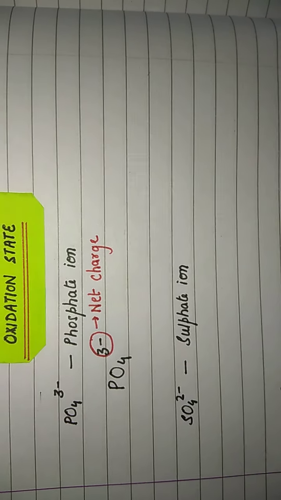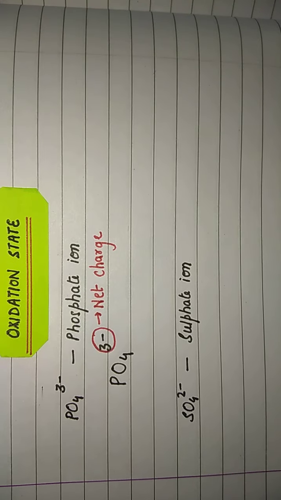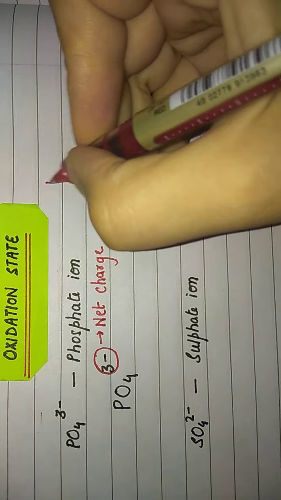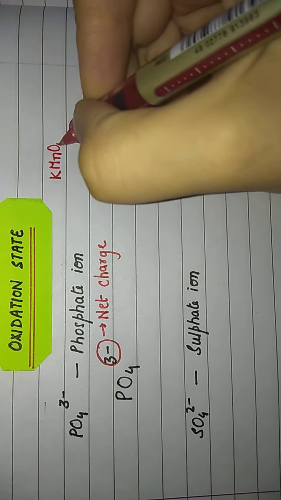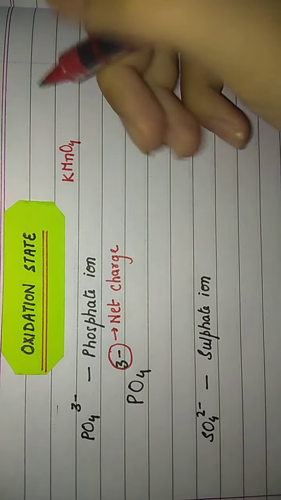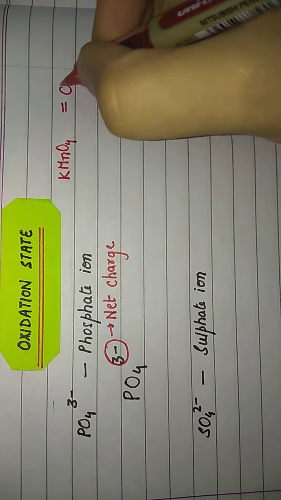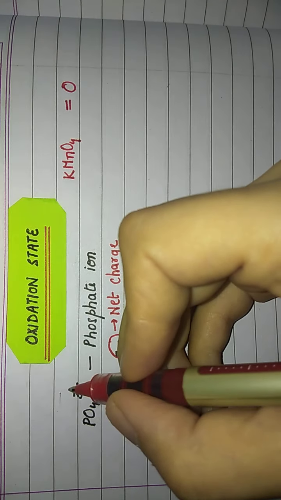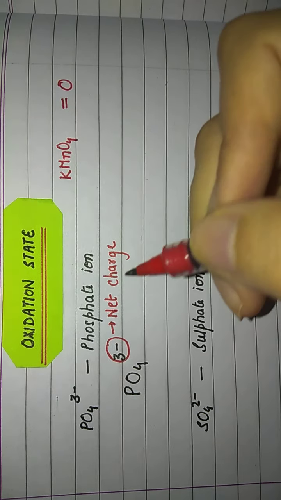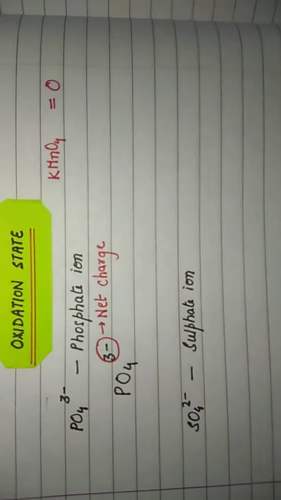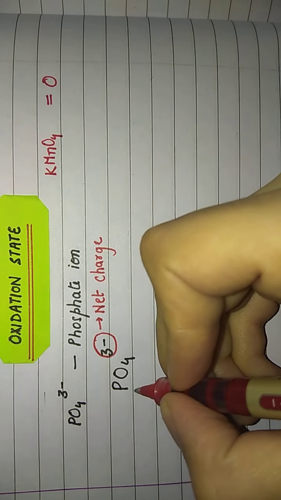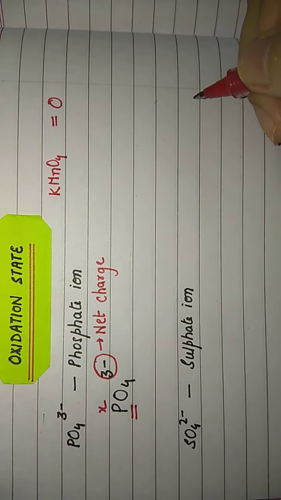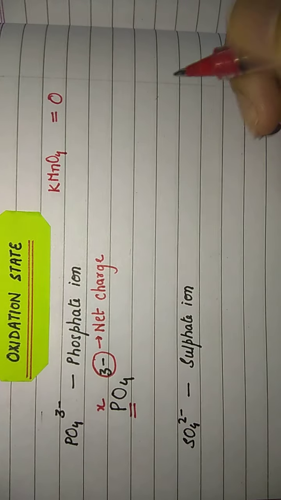Just like in the previous molecules that we have done so far, we had a net charge of 0 because we were not writing any charge. For example, in KMnO4, I am not writing any charge here. So this is an electrically neutral molecule having a net charge of 0. But in this chemical species, I am writing something here. So this is the total charge over the whole chemical species. So if I ask you to calculate the oxidation state of phosphorus P in this polyatomic ion, how are you going to calculate this?